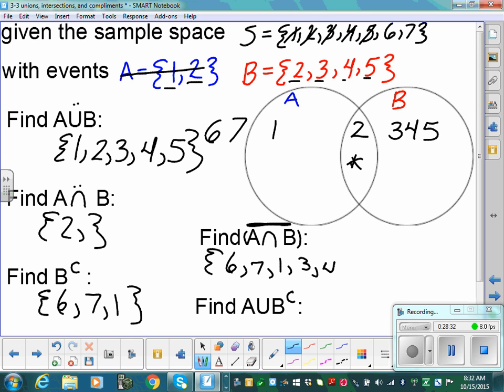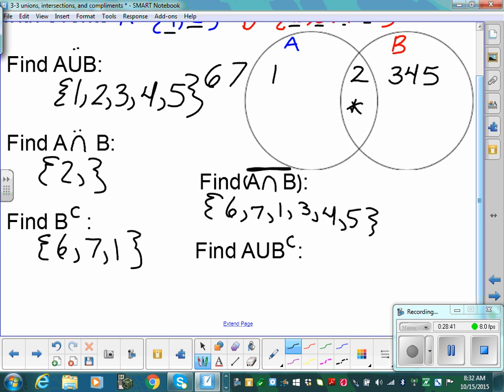Does everybody see how I did that? This one's the last one. Find A union B complement. So this is the friendly one. If they're in A and B complement, they're welcome. Now these are the hardest ones. This is the best way to do it.